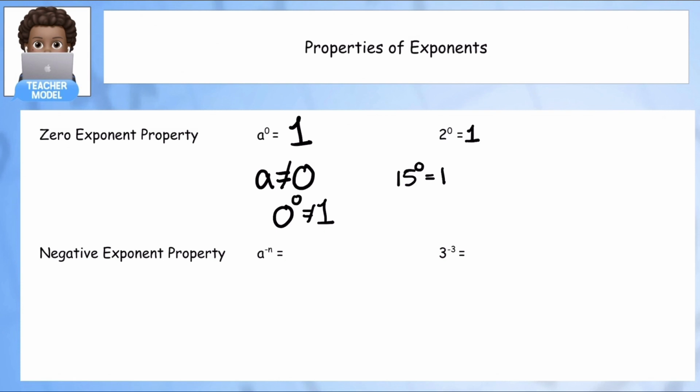And then there was a negative exponent power. So for example, a to the negative n. And they told us, well, you're going to rewrite this as a fraction, 1 over a to the nth power. So for example, 3 to the negative 3rd power would just be 1 over 3 to the 3rd power, which simplifies to just 1 over 27.